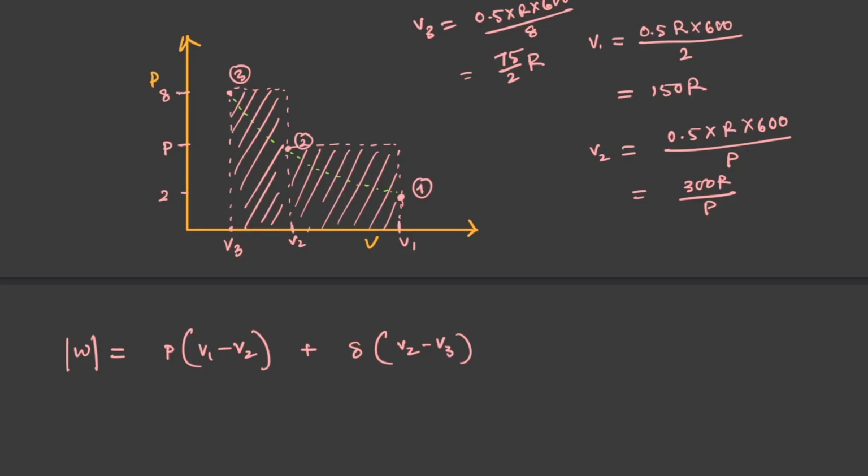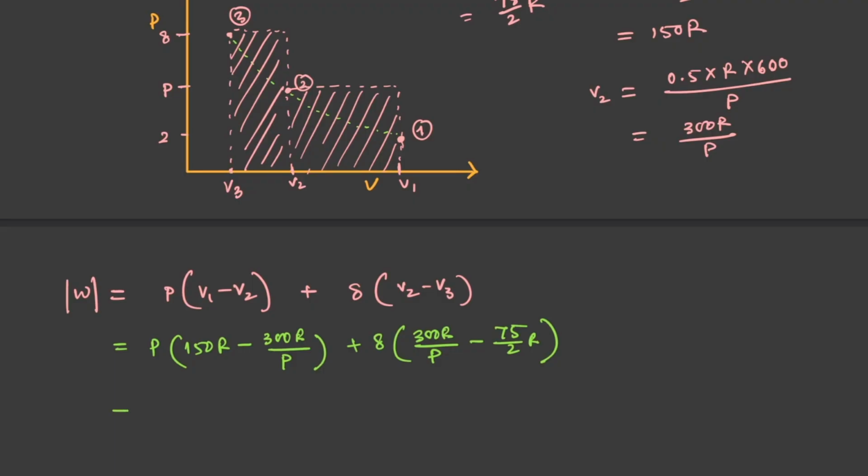So I will put the values. Now here we have P. V1 we got, V1 is 150 R and V2 is 300 R by P, plus 8 into V2, which is 300 R by P, minus V3, which is 75 by 2 R. Now if you simplify the equation, that will come to 150 R into P minus 300 R plus 8 into 300 R by P minus 300 R.